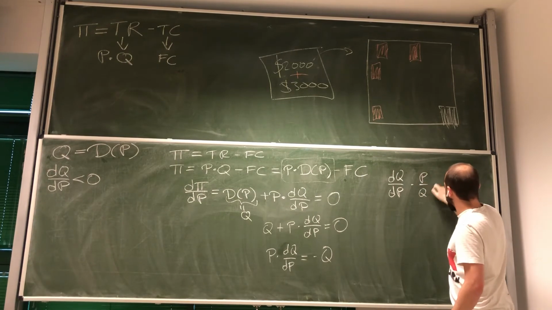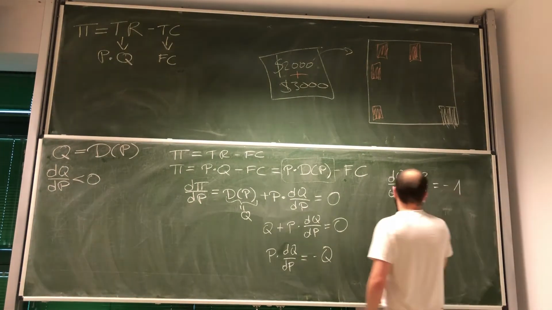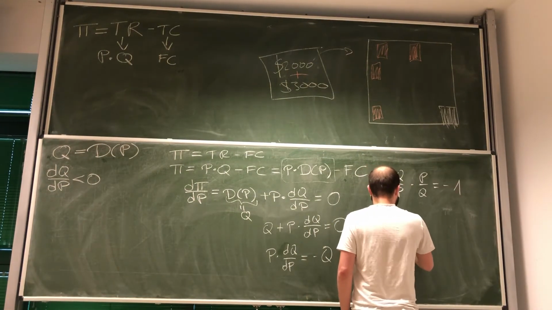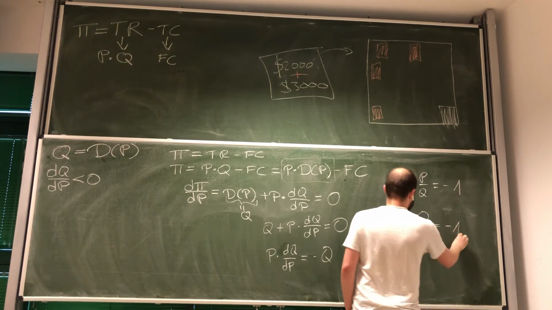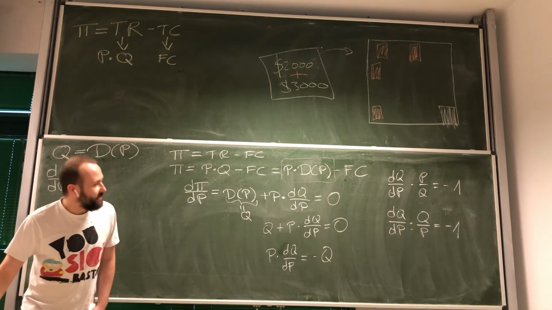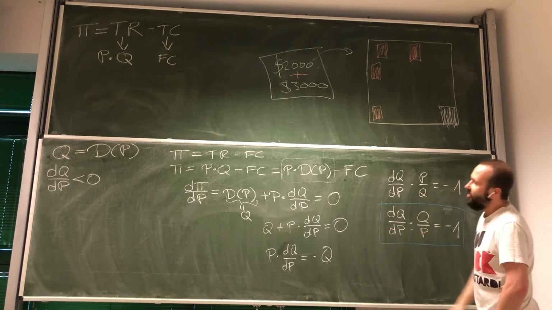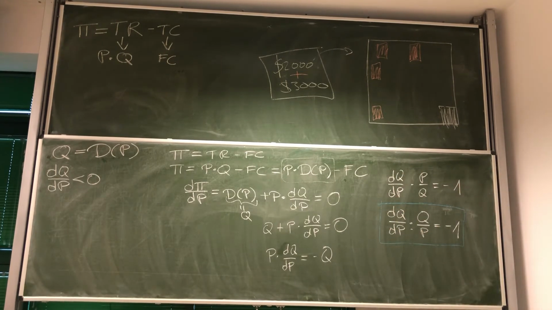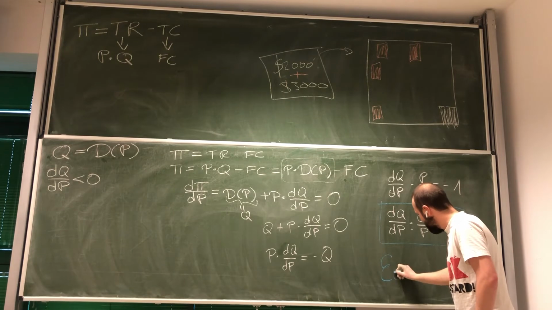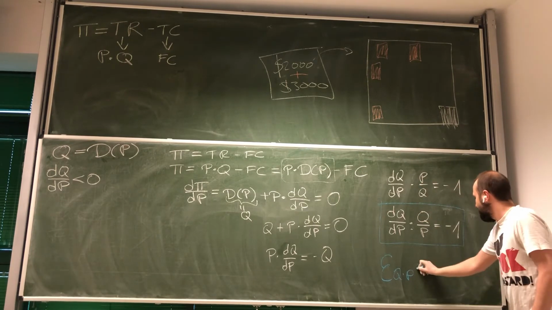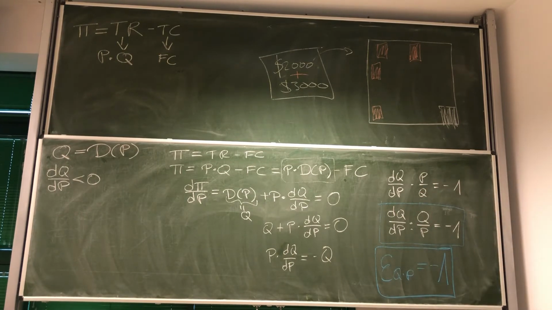And now look, if I divide both sides by Q, I get dQ/dP times P divided by Q equals negative 1, right? And if I change this, which gets us to our final result, this company is going to maximize the profit at a point where the price elasticity of demand is equal to exactly -1.